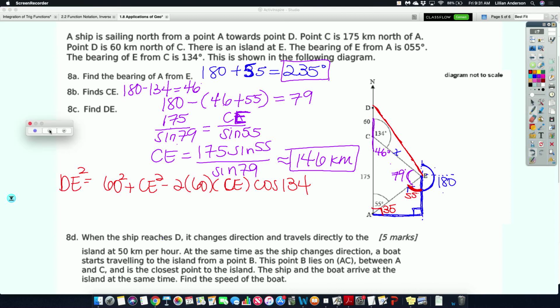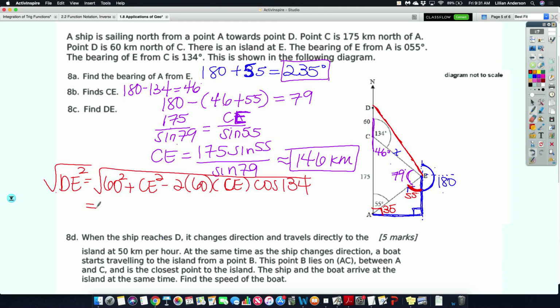Make sure that after you do all this, you take the square root, and DE is equal to 192.6, which rounds to 193 kilometers. Be careful, make sure you close all your parentheses. Before we get to D, because D is talking about the speed of how fast these boats are going, I want to make sure that you guys are okay with the bearings. Okay? All right, so let's finish off this problem real quick.